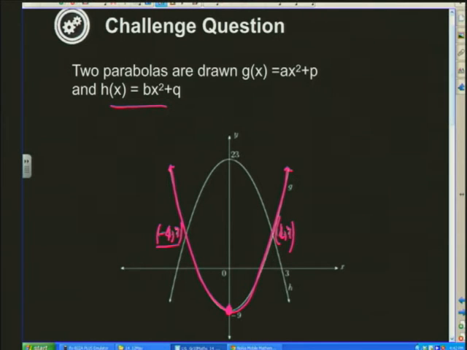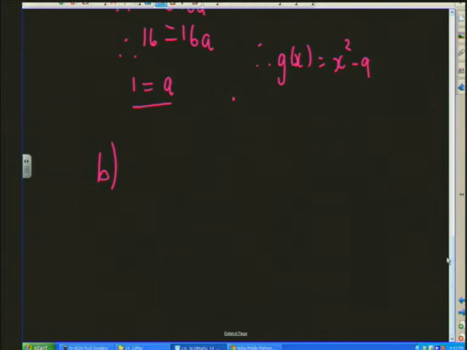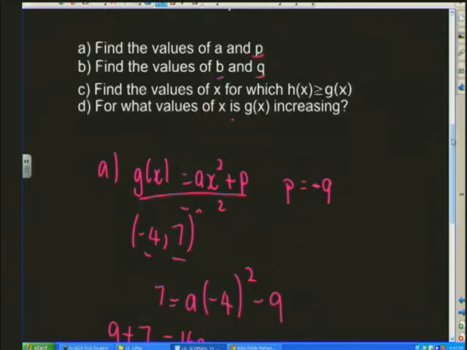Again, look at your graph. Do they give you information? Yes, they've given us quite a bit of information. Here we know the graph is turning at the point (0, 23). So therefore, the value of q, reading it straight from the graph, the value of q is going to be 23. All right. So therefore, we're going to get h of x. Sorry, I don't think it's called h. Maybe it is.